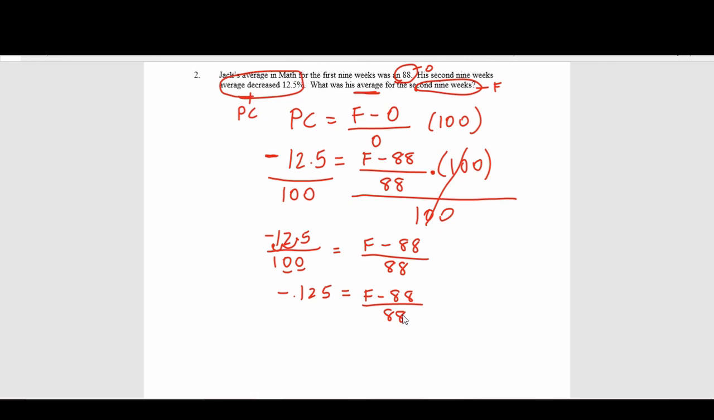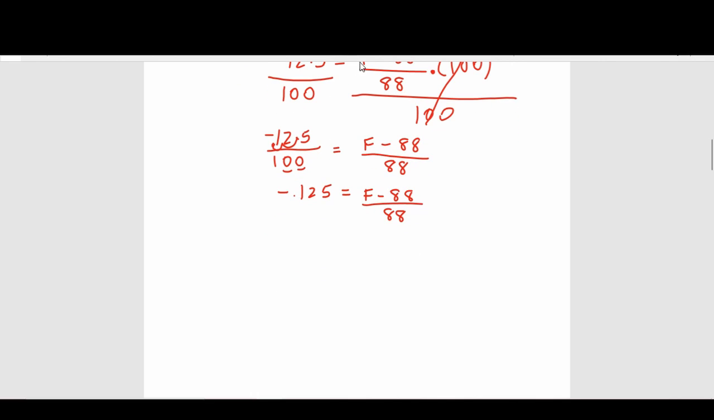Okay? Now we want to focus on getting F by itself again. So the next thing I'm going to do is get rid of this 88 in the denominator. So I'm going to multiply both sides by 88. This crosses out here. And that leaves me with 88 times negative 0.125 equals F minus 88. Okay? So before we can do anything else, I want to simplify 88 times negative 0.125.